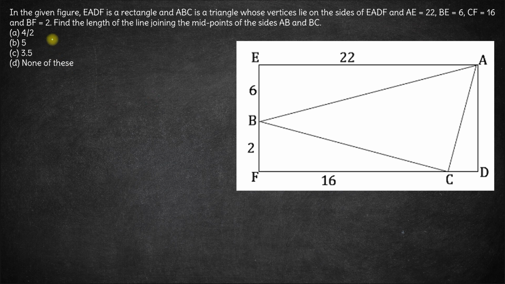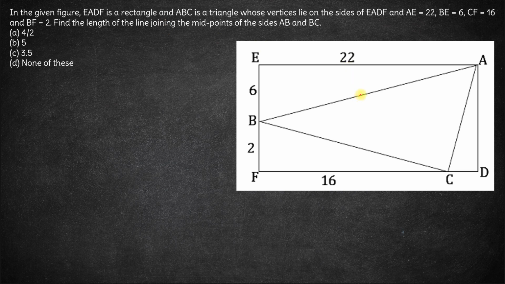Hi, in this question we have, in the given figure, EADF is a rectangle, and triangle ABC is such that its vertices lie on the sides of EADF. The sides are given as 22, 6, 2 and 16. FC is 16 here. Now, we have to figure out the length of the line joining the midpoints of sides AB and BC.